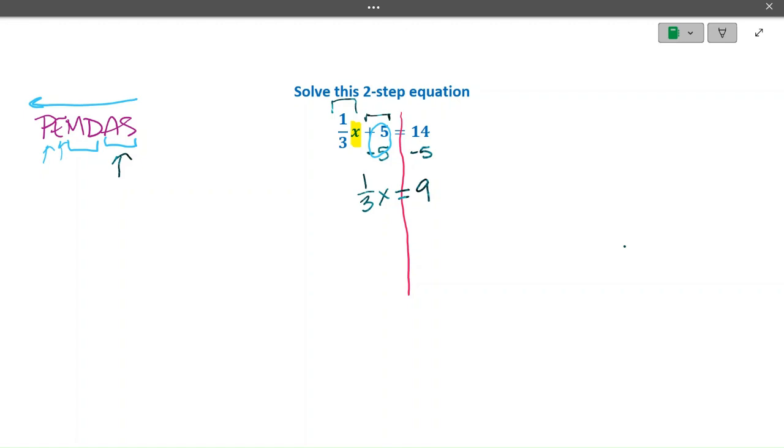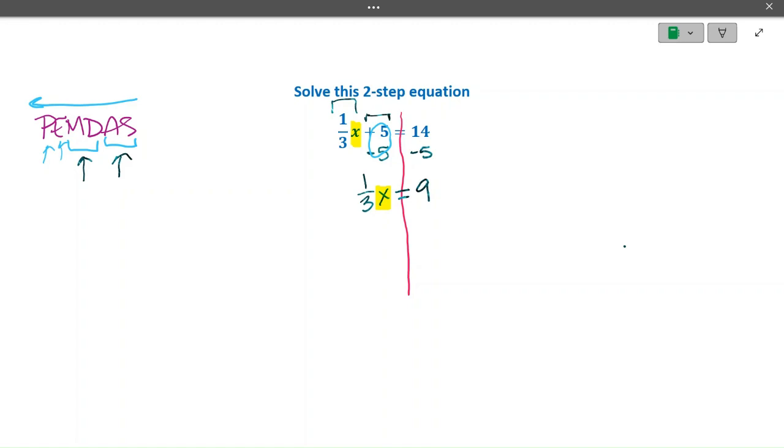All right, now we have to look at trying to get this x by itself, and I'm noticing that I have a fraction multiplied by x. I have 1/3 times x. So that's where we are going to do our multiplication and division step in PEMDAS. Now, I could divide both sides by 1/3. That would be absolutely correct.